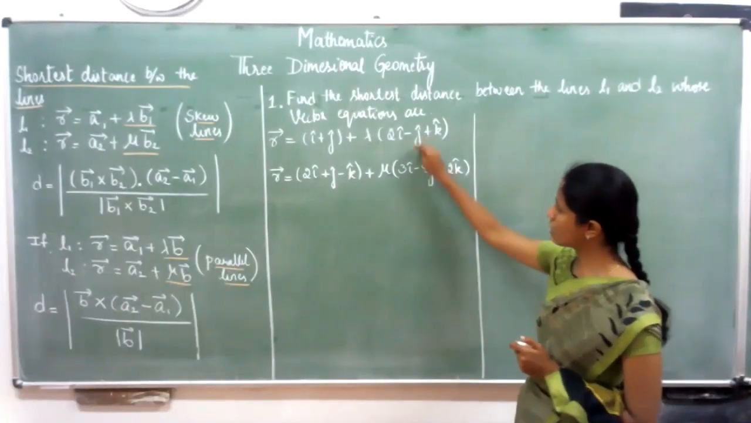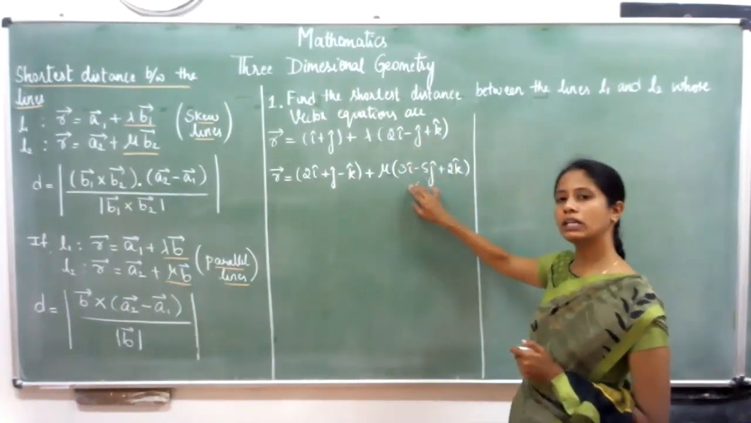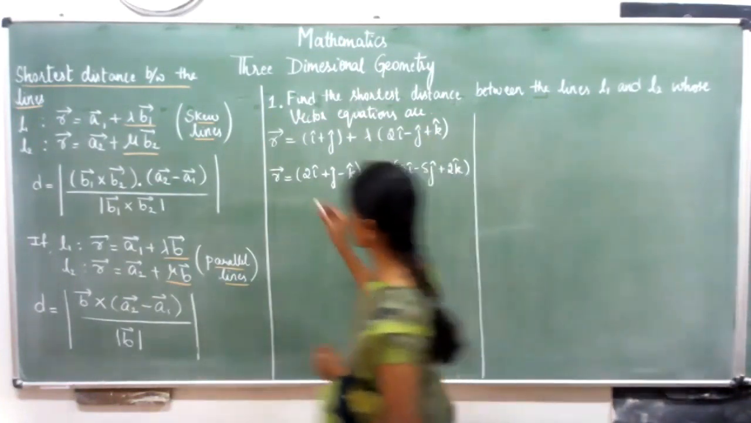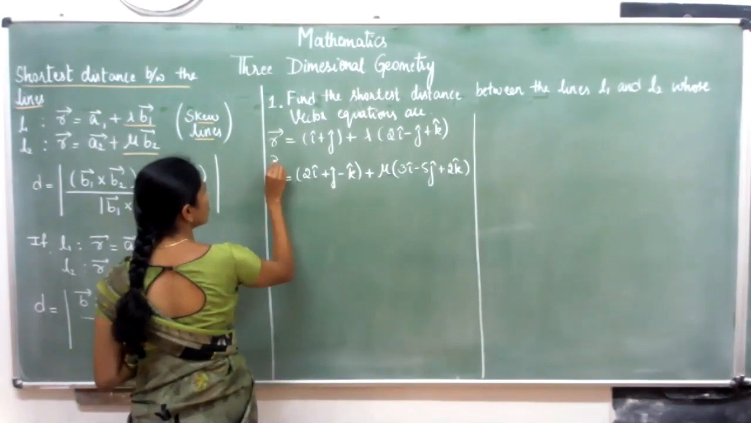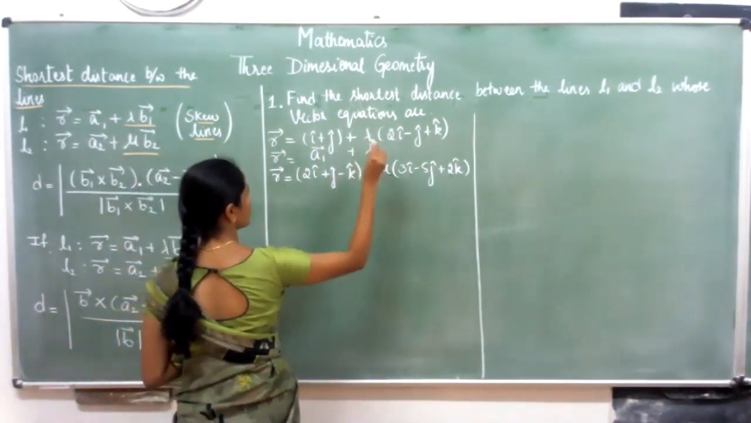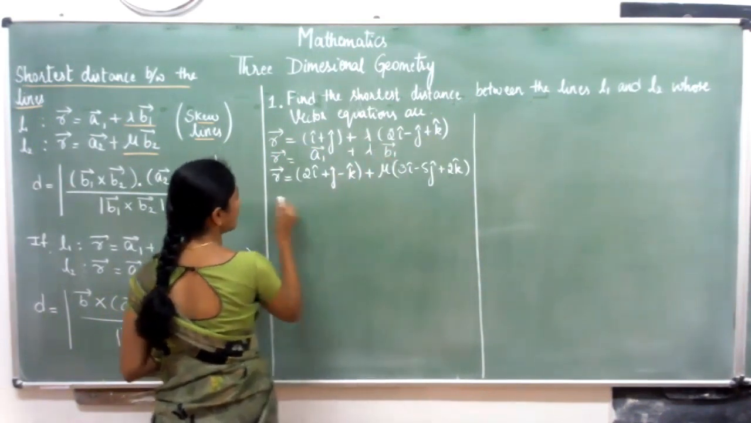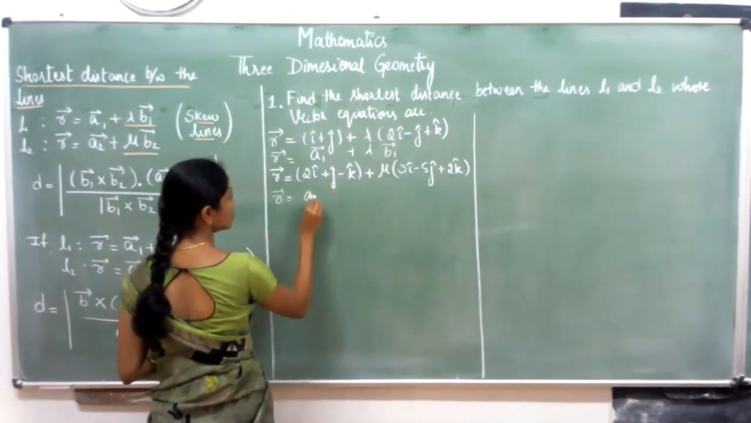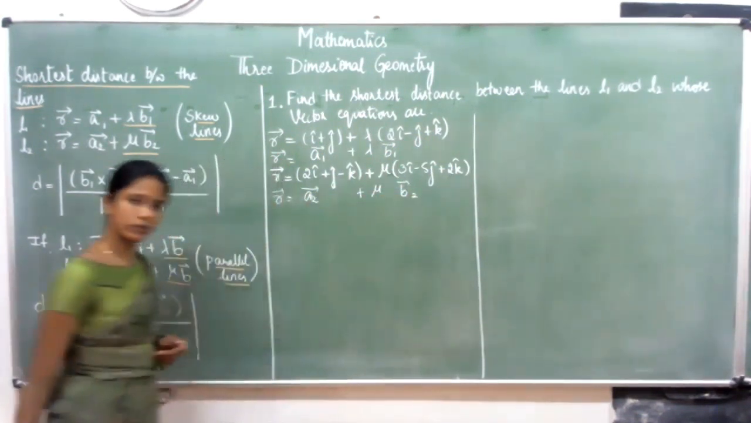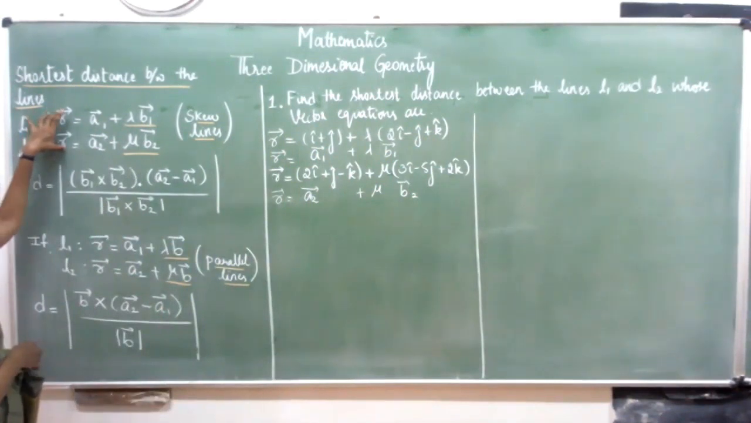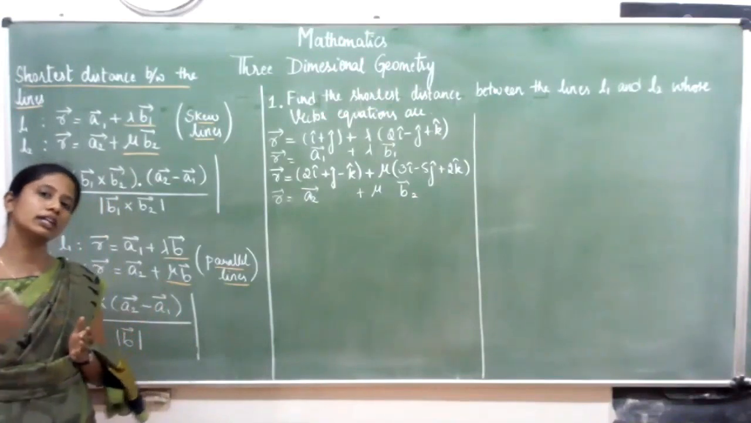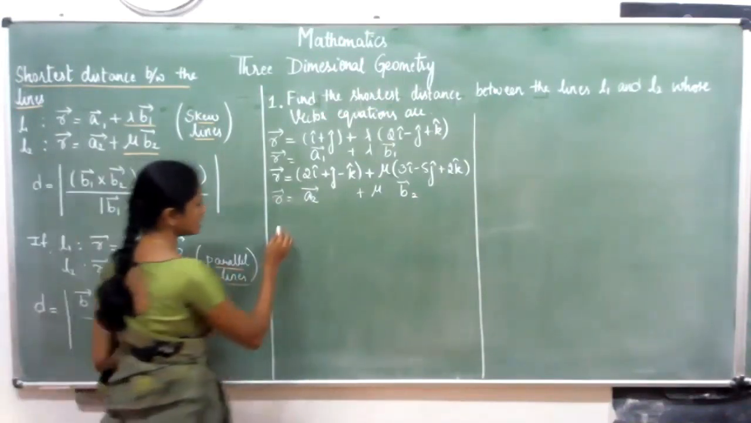Here you can see vector b1 and vector b2 are two different vectors. They are not the same, so this is for skew lines. This equation is in the form of vector r equals vector a1 plus lambda times vector b1 and vector r equals vector a2 plus mu times vector b2. Now from this you are able to understand what vectors a1, a2, b1, b2 are. Let us write that first.